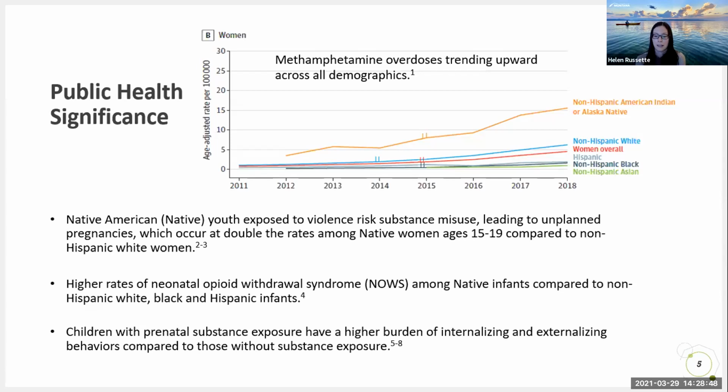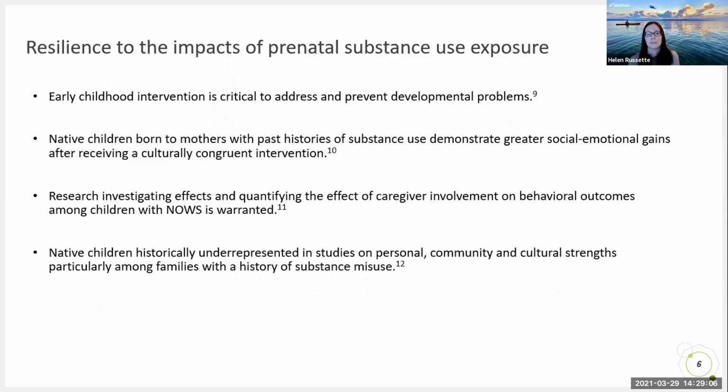And so there is a growing body of literature well established that children with prenatal substance exposure have a higher burden of both internalizing and externalizing problem behaviors compared to those without substance exposure. And in response, we know that early childhood intervention is critical to not only address developmental problem behaviors, but also to prevent problem behaviors.